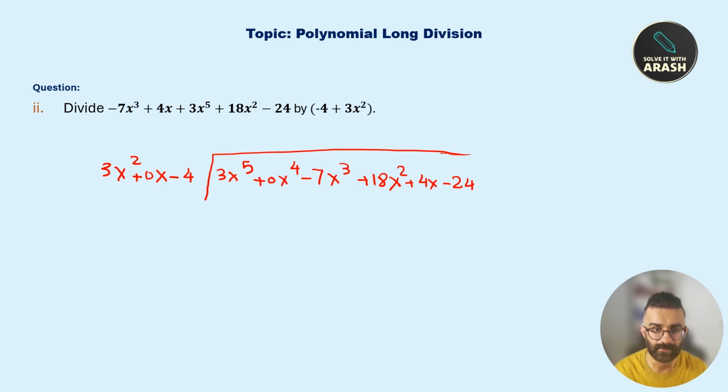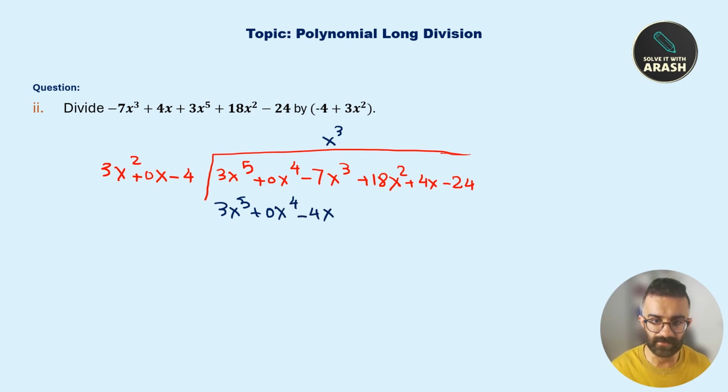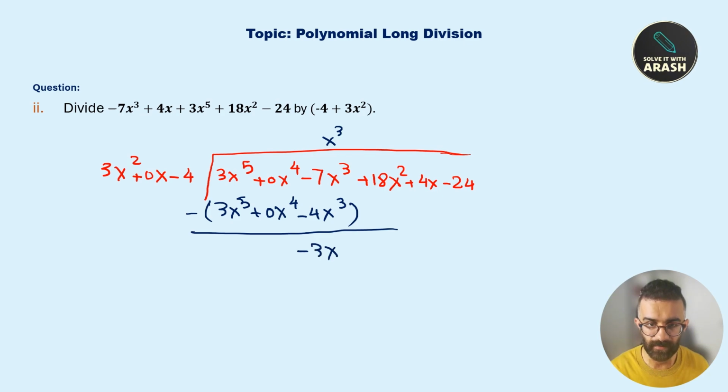Now let's start by eliminating 3x to the power 5, which requires x cubed to multiply by 3x squared. Write it above the cubic term. Now multiply x cubed by 3x squared, then multiply by 0x. That will produce 0x to the power 4. X cubed times negative 4 is negative 4x cubed. Subtract this from above. The difference is negative 3x to the power 3.